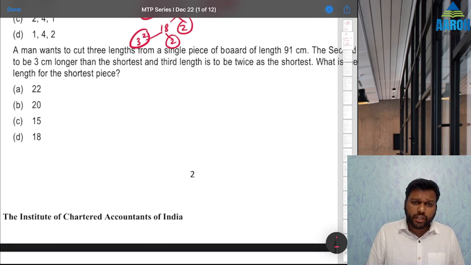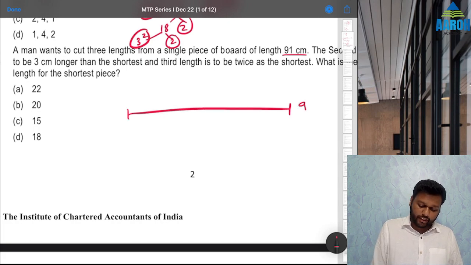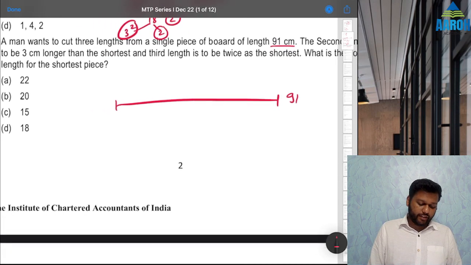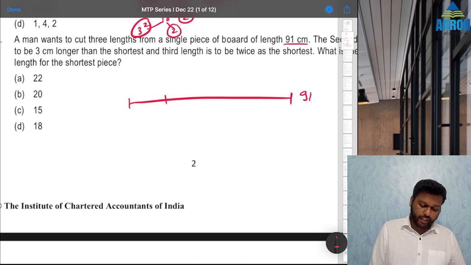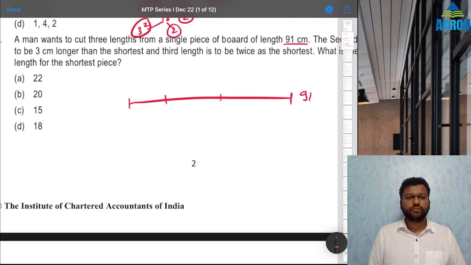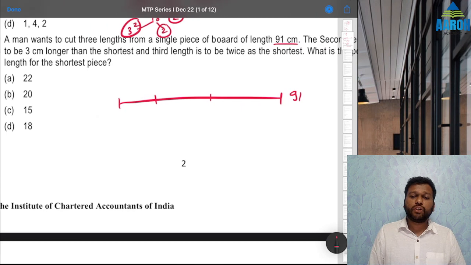9th. A man wants to cut 3 lengths from a single piece of board of length 91 centimeters. So 91 centimeters is the length. The second length is to be 3 centimeters longer than the shortest, and the third length is to be twice the shortest. Okay, so it will be one shortest and then second and third. What is the possible length of the shortest piece?